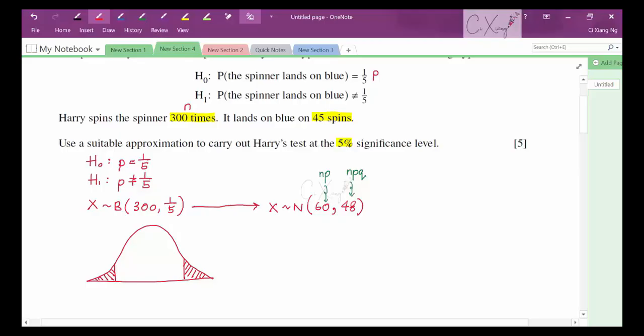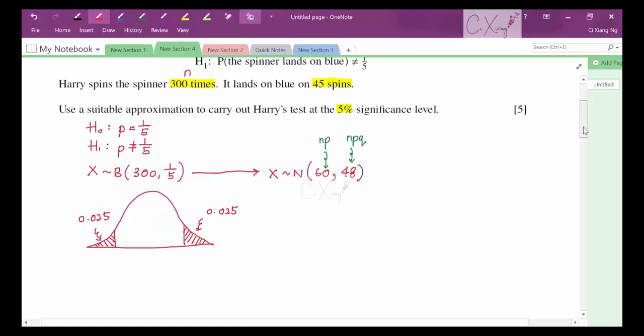My alpha significance level is 5%. Therefore, this area will be 0.025, and this area is also 0.025. This means that the total area of the rejection region equals 5%. Once I know the rejection region, I try to find out the critical value.